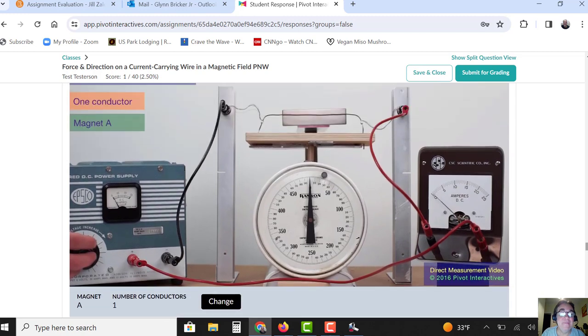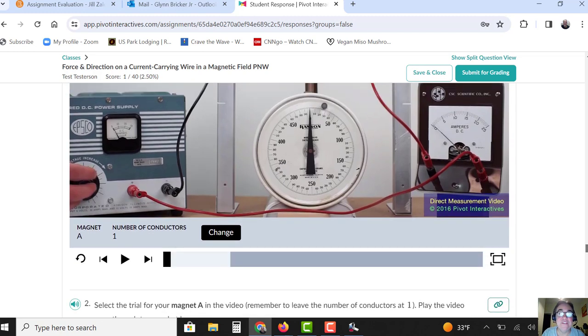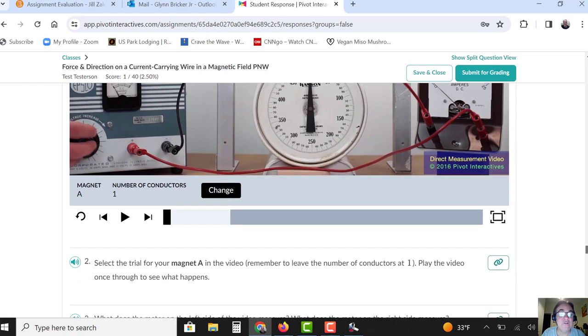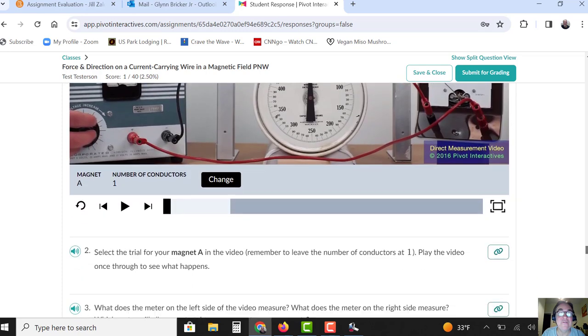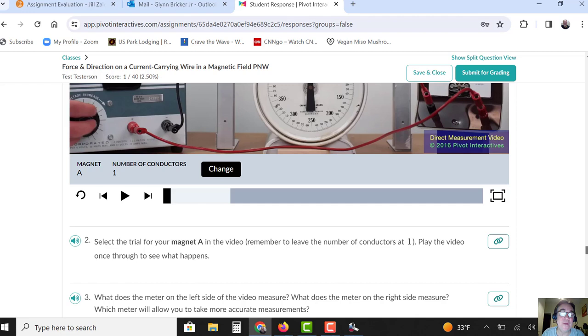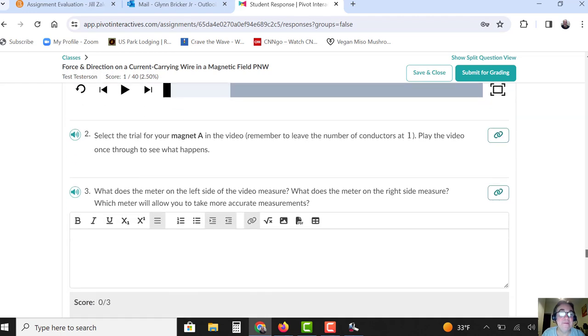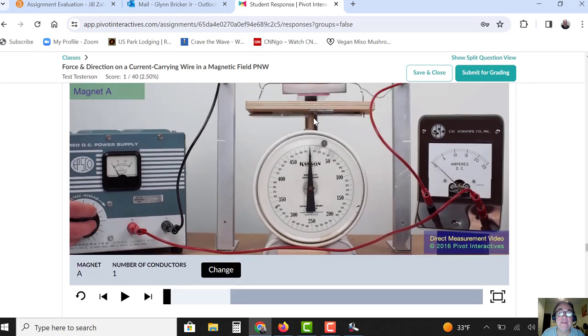Okay. So in this part, we're going to know how much current is supplied, and we're going to see the corresponding force. And again, this force is going to be in grams. You'll have to turn it to kilograms, multiply it by 9.8. It's the same thing. You can play this and see what it looks like. Select the trial for your magnet A in the video. It's already preloaded on magnet A, so you don't have to do anything. But if you happen to play around with it, make sure you go back to magnet A when you make the graph here. And these are both ammeters, so this is measuring current.